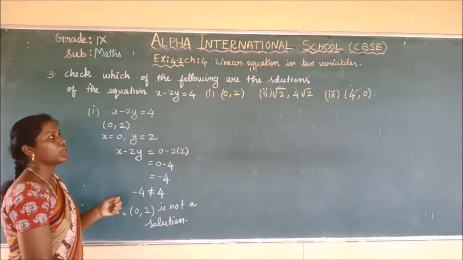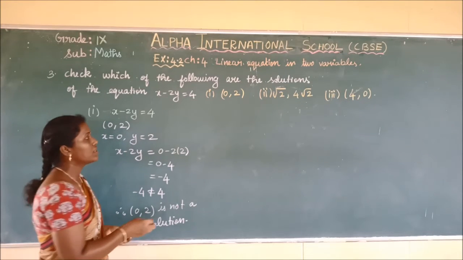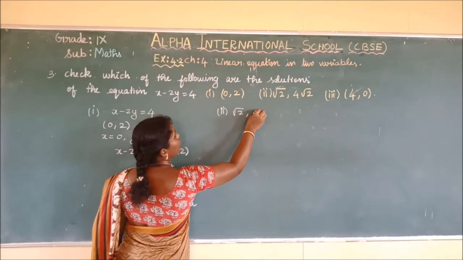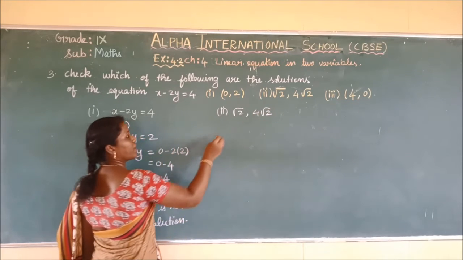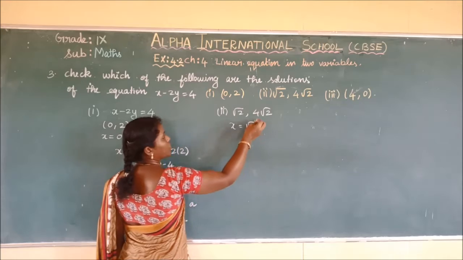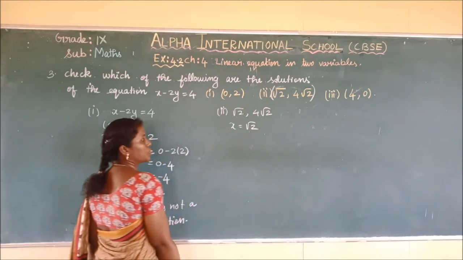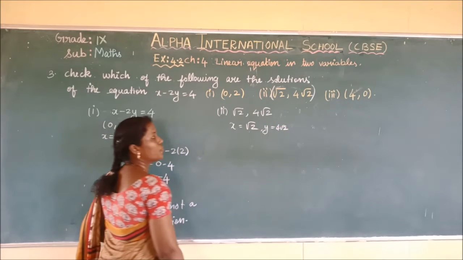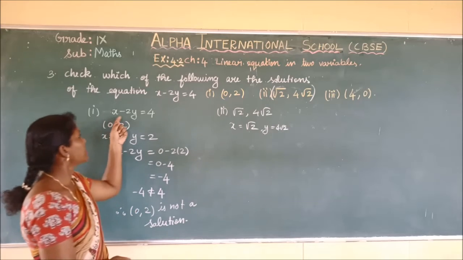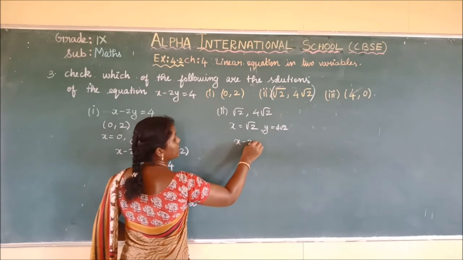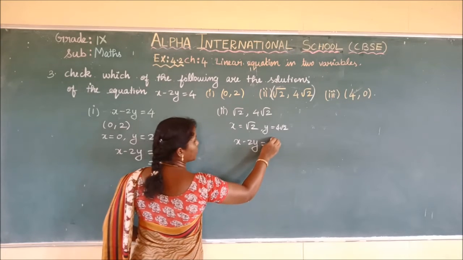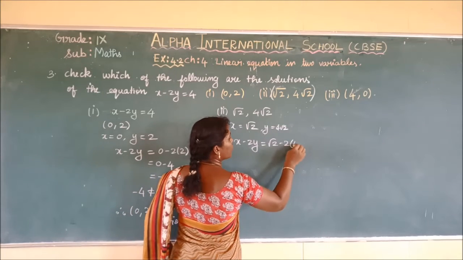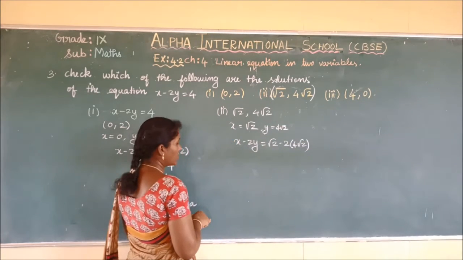In this manner only we are going to check the second and third subdivision also. See the second subdivision, what do we have? Root 2, comma 4 root 2. So what is the value of x? X is equal to root 2, comma y is equal to 4 root 2. Shall we substitute in the equation? X minus 2y. What is x? Root 2 minus 2 into, what is the value of y? 2 into 4 root 2. So solve this. What will be the value?